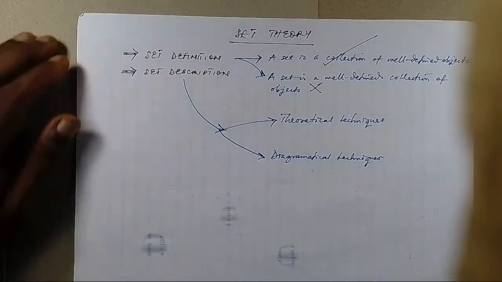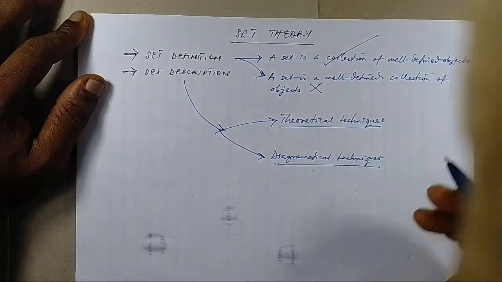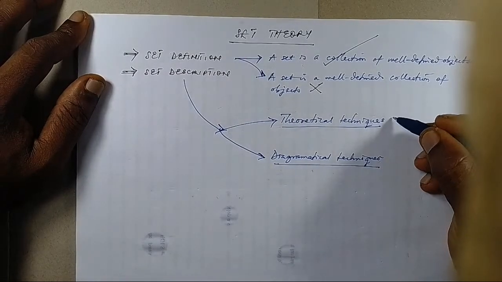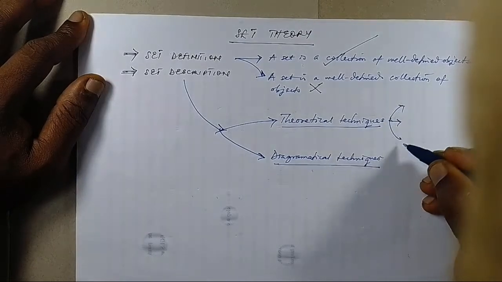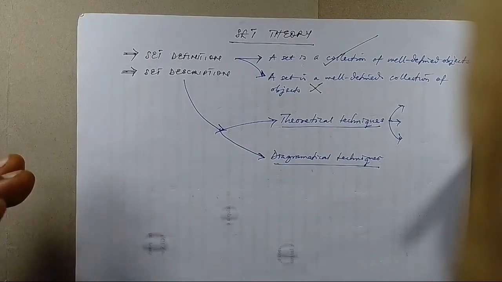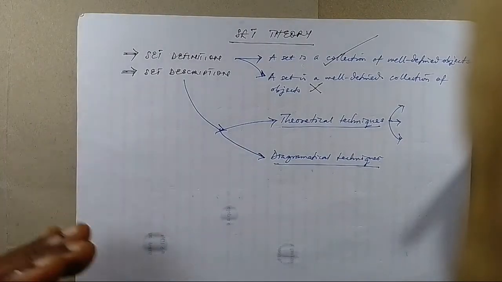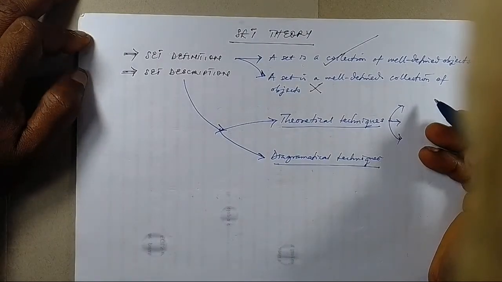When I mentioned this in yesterday's class, I went further to say that there are three theoretical techniques for describing a set. So even though we can classify set description into two categories, namely theoretical techniques and diagrammatic techniques, the theoretical techniques can be classified into three categories.